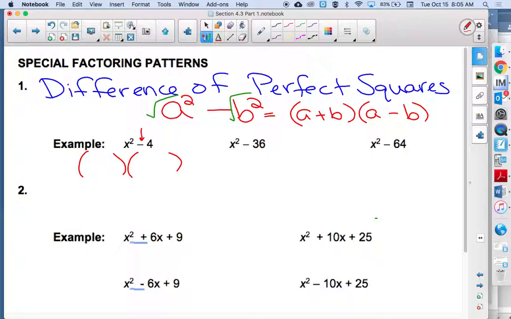So Ava, do you know how that's going to break down? I got x plus 2, x minus 2. Yep, and that's it. So x times x makes x squared. Positive 2, negative 2 makes negative 4. Sadie, the second one, x squared minus 36. X plus 6 in parentheses and x minus 6. Right. And then Michael, x squared minus 64.